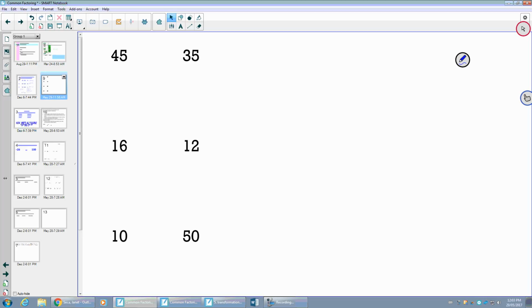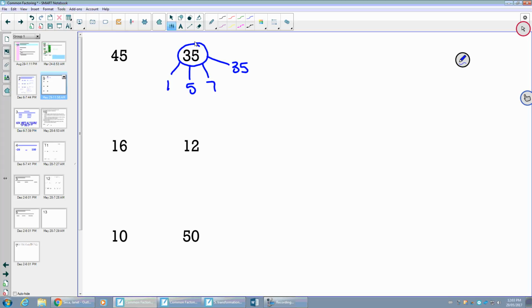So I have 2 numbers here for my first one. It was 45 and 35. I gave you the suggestion, we always start with the smaller number. And then we list all of the factors of the 35. And hopefully you would have had 1, 5, 7, and 35. And those are all of your factors of 35.